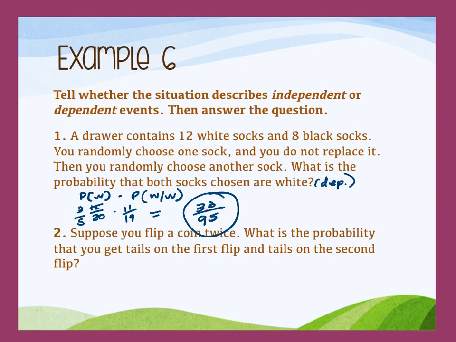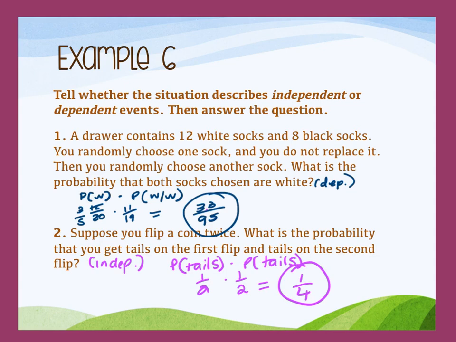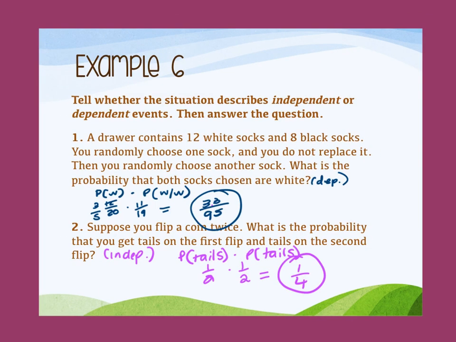Number 2 says, suppose you flip a coin twice. What's the probability you get tails on the first flip and tails on the second flip? Independent or dependent? Independent. We don't lose the side of a coin if we flip it, right? So I need the probability the first is tails times the probability the second is tails. What's the probability you land on tails the first time? 1/2. How about the second time? 1/2, which is 1/4. Questions on those?